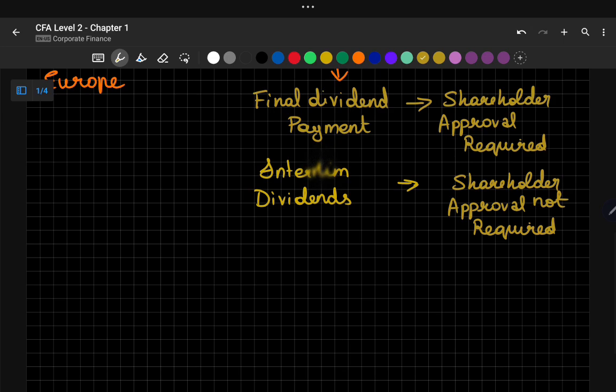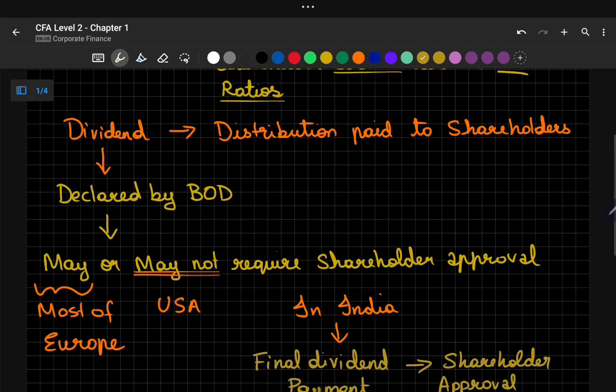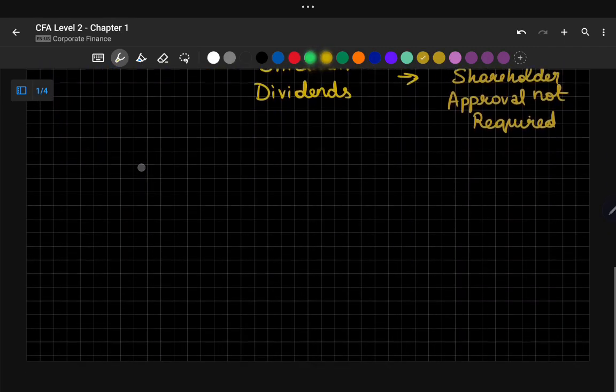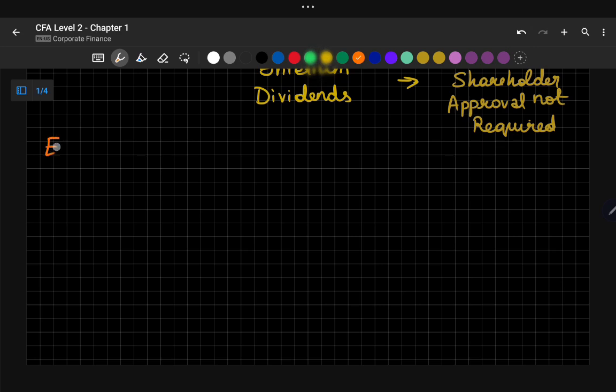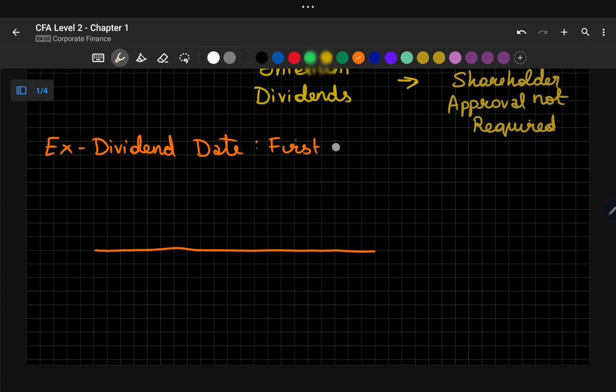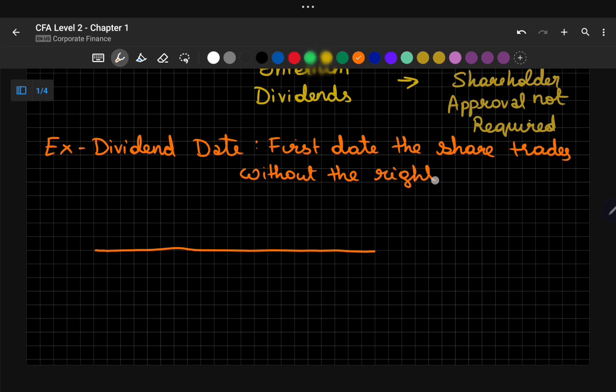So now we have understood that dividends are declared by the board of directors of the company, and it may or may not require shareholder approval. Now let us understand the concept of ex dividend date. What is ex dividend date? I would draw a line. The ex dividend date is the first date the share trades without the right to receive dividends for that period.